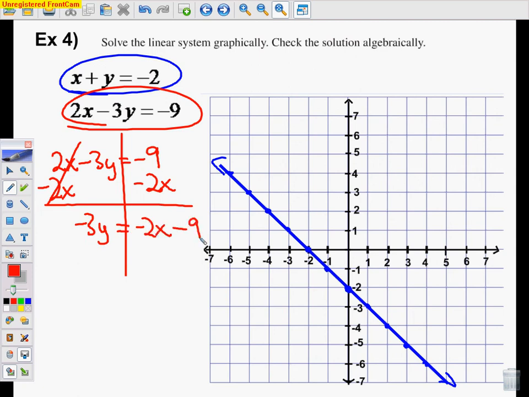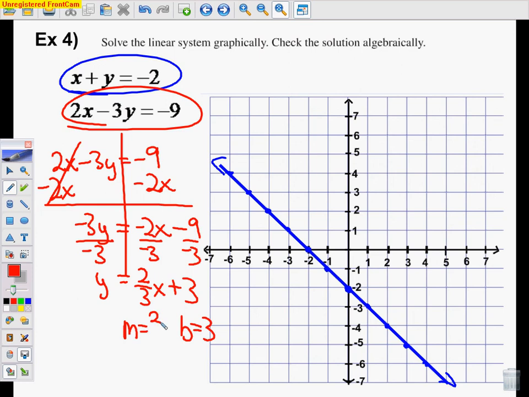Is y by itself yet? No. What's keeping y from being alone? The negative 3. It's connected through multiplication. Inverse of multiplication is division. So we get y equals negative 2 over negative 3, and negative over a negative makes a positive. So that's positive 2/3 x. And again, a negative over a negative makes a positive. So negative 9 divided by negative 3 is positive 3. So we see that the y-intercept is 3, and the slope is 2/3. So we have a y-intercept of positive 3, and our slope is 2/3.